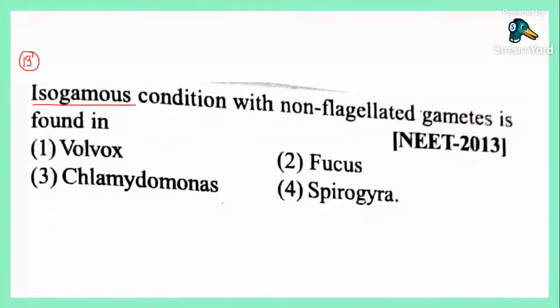Isogamous condition with non-flagellated gametes is found in Volvox, Spirogyra, Chlamydomonas, and Fucus. Very easy question. Isogamous condition with non-flagellated gametes is found in Spirogyra.